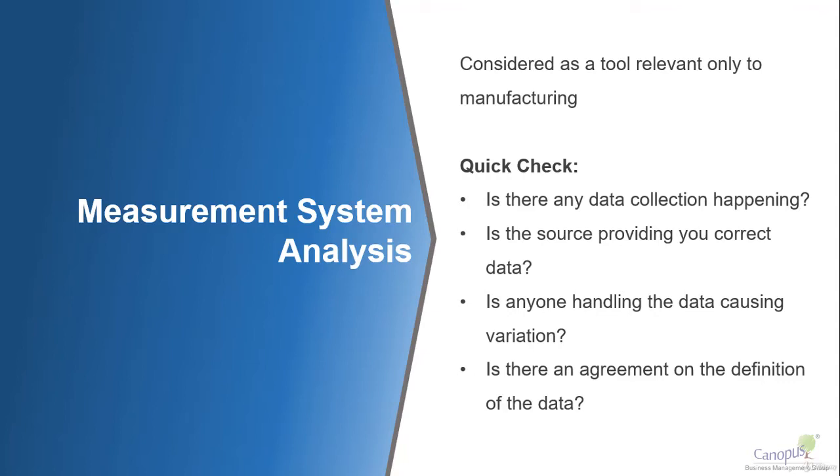Is there any data collection happening in your process? What is the source which is giving you the data, and is that source giving you the correct data? Is there anyone handling that data, and is that person or that particular process a source of variation? Is there any agreement or a disagreement on the definition of the data? Do people across the organization agree on what is the definition of the metric which is being collected?